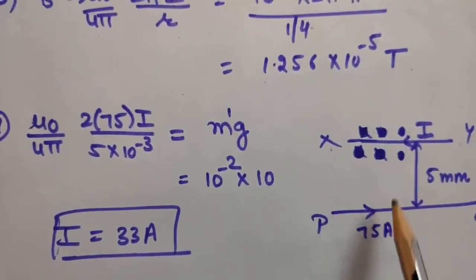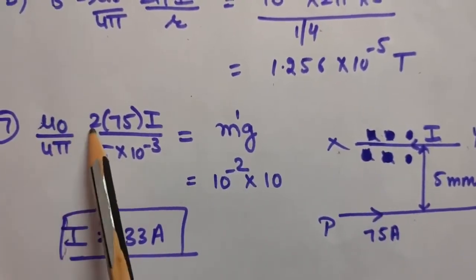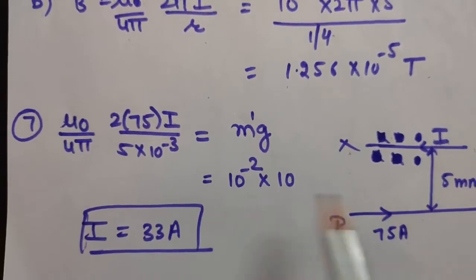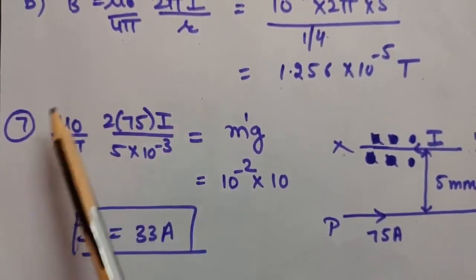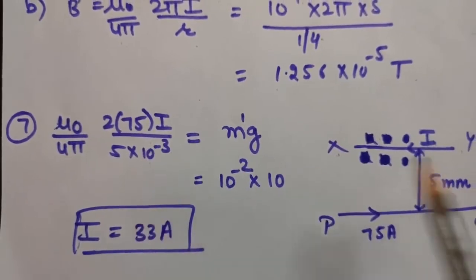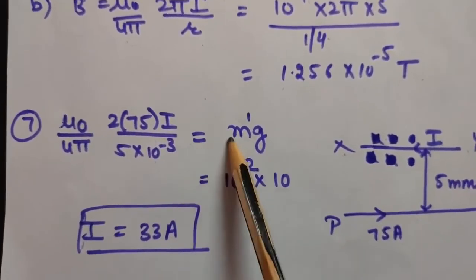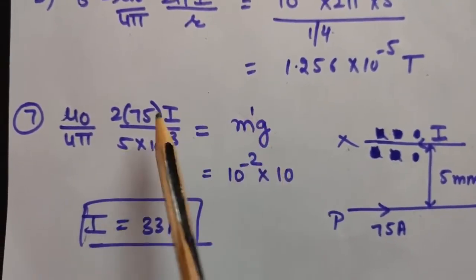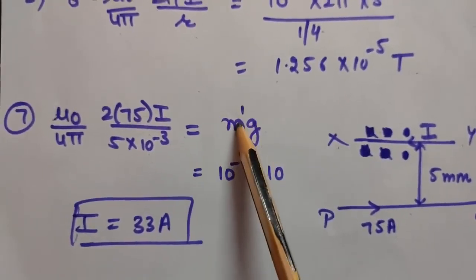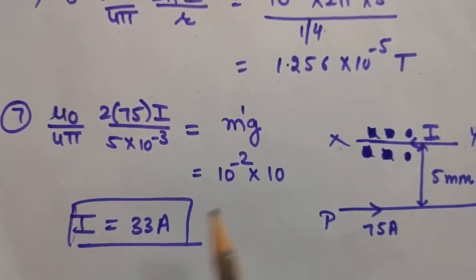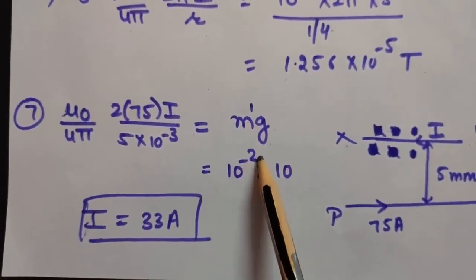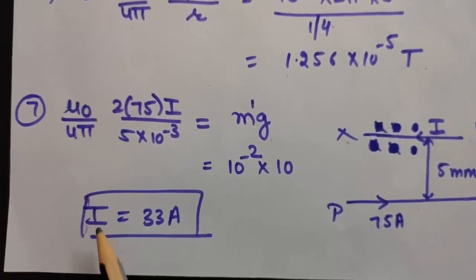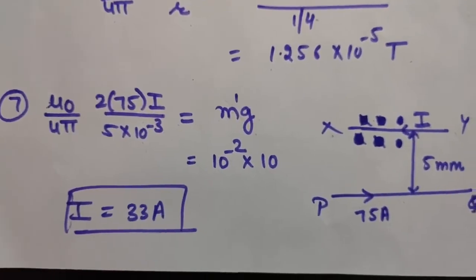Now the force of repulsion between them will be μ₀/4π × 2 I1 I2/R, that is 75 for I1, I for I2, and R is 5 millimeter, that is 5 × 10^-3 meter. This is force per unit length. This should be equal to the weight of XY, that is m′g. Here m′ is given in the question as mass per unit length. I am taking m′g because this is force per unit length and this is mass per unit length, so length will cancel out from both sides automatically. m′ is given to be 10^-2 and g is given to be 10. You know all the values of the constants. From here you will get the value of I to be 33 amperes.